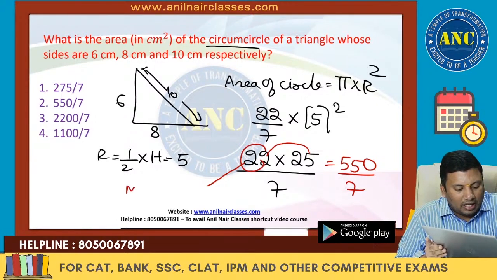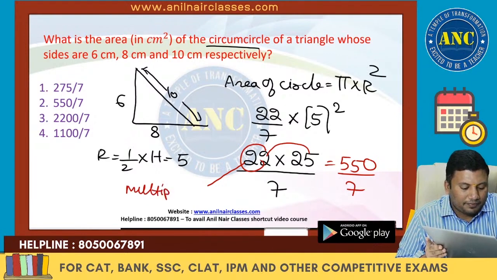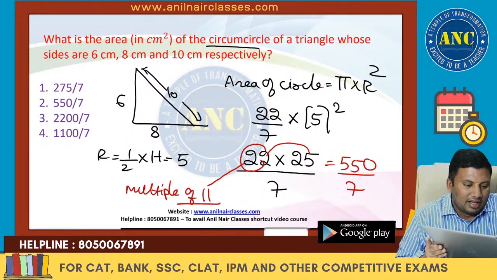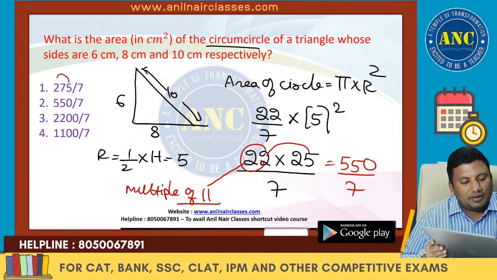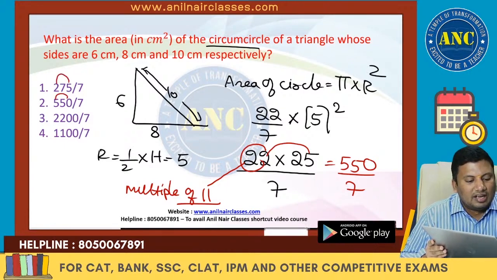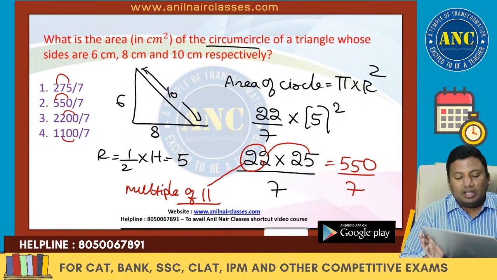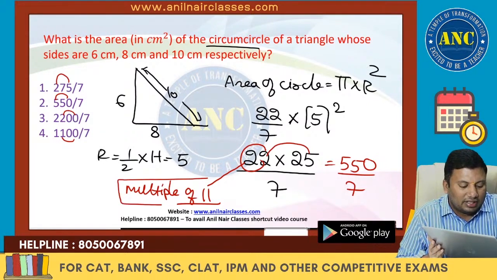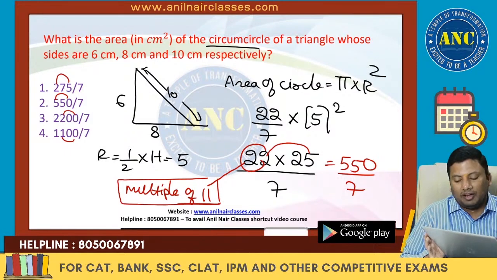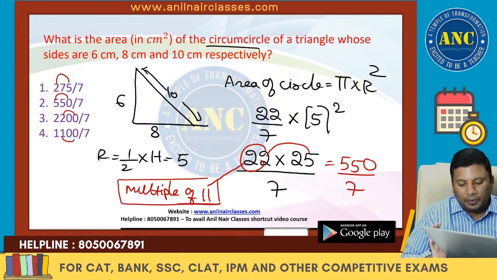22 is a multiple of 11. All the options are multiples of 11. Very good. 7 minus 7, 5 minus 5, 2 minus 2. Right, all the options. So otherwise I would have checked whether the answer is a multiple of 11 in the numerator. I hope it is clear.